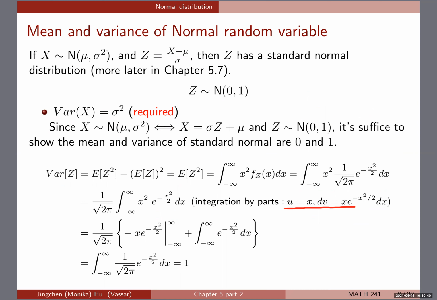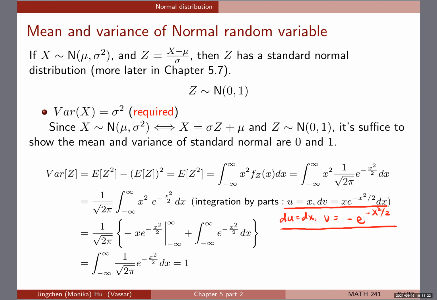Like I said, if I have u to be x, and dv is x e to the negative x squared divided by 2, then we know that du is the same as dx, and v, as we can see from what we did in the expectation part, will be negative e to the negative x squared divided by 2. You need all of these pieces together in order to do the integration by parts.